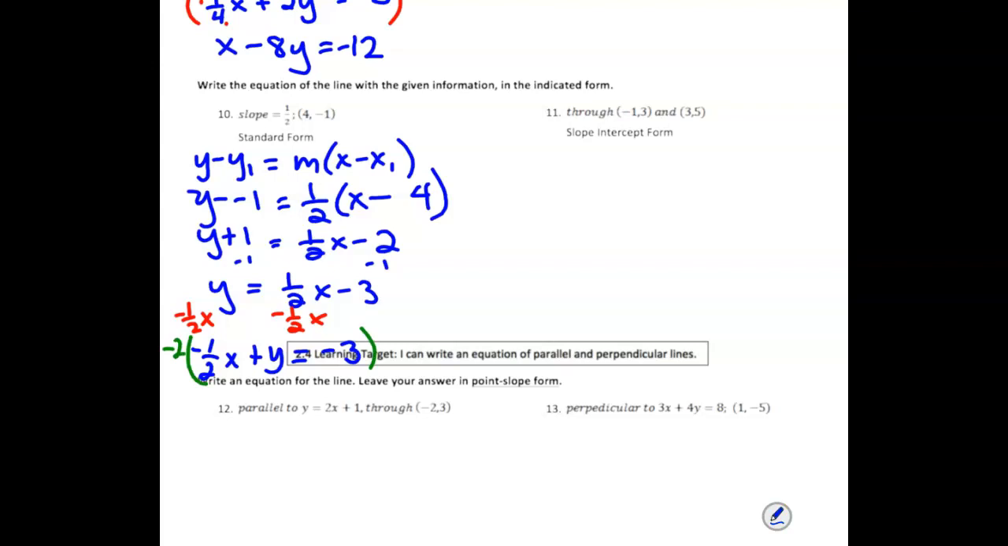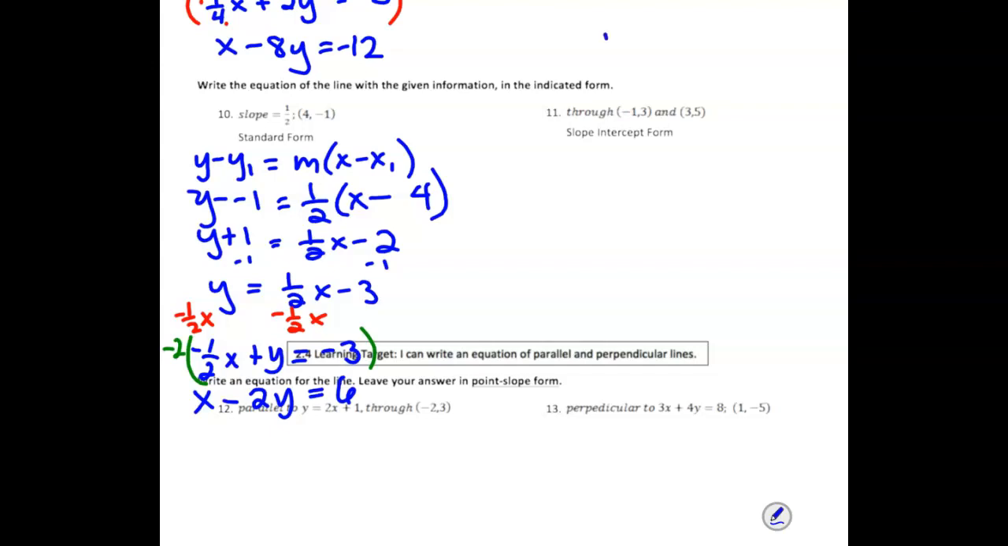So my final answer for this one will be 1x minus 2y equals 6. For question 11, we are given 2 points and we want our answer to be in slope-intercept form.